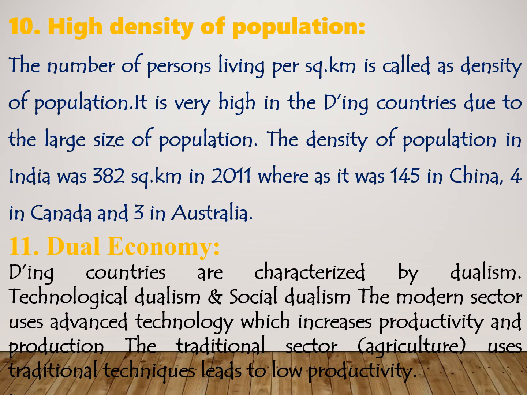That means we have technological dualism, social dualism. That means we follow modern technology and also traditional technology. Modern sectors will be there, traditional agricultural sector will be there, and these techniques lead to low productivity because our country is characterized by a dual economy.